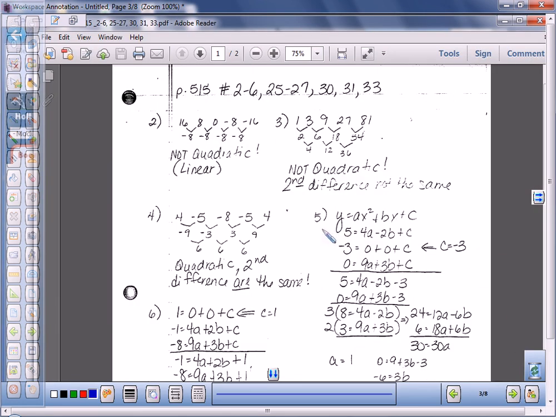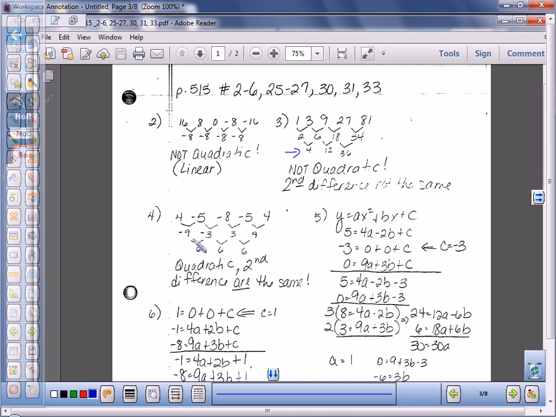Okay, let's take a look at last night's homework. 2, 3, and 4, you were just supposed to look at the pattern and determine if it's quadratic. So we look at the first difference, and on this one we can stop because the first difference is constant. So we know it's not quadratic because that is a linear function when your first difference is constant. In the second one, we do the first difference, and then we do the second difference, and if we notice here, it is not constant. So the second difference is not constant, therefore it is not a quadratic.